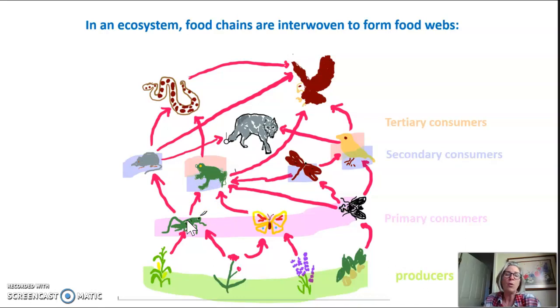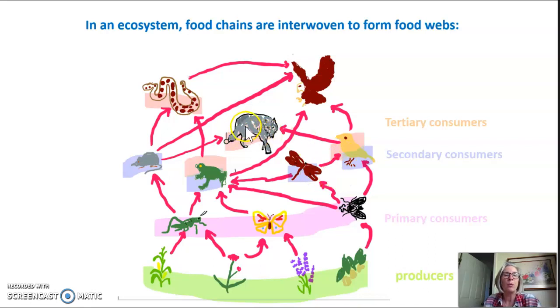It gets a little more confusing with the tertiary consumers because as you can see, both the bird and the frog are both secondary consumers and tertiary consumers. If we look at the bird, it's a secondary consumer because it eats the fly, but it's a tertiary consumer because it can eat the dragonfly, which can also eat the fly. The same with the frog. It's a secondary consumer because it can consume the grasshopper, but it's a tertiary consumer because it can also consume the dragonfly.